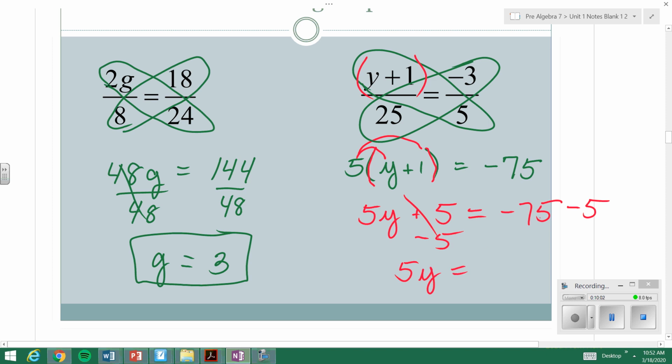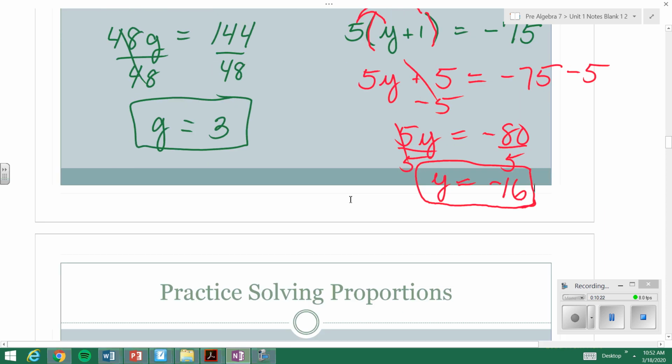You should have negative 75. Take away 5 is negative 80. And then I'm going to divide by 5. And let's see if you got it as well. y is equal to negative 80 over 5. Remember your negative signs, negative 16. It's kind of hard to write on the screen when it's vertical like this, but that's okay.